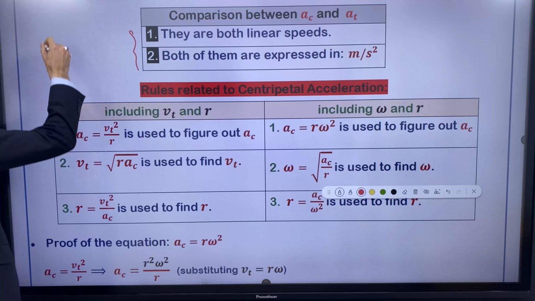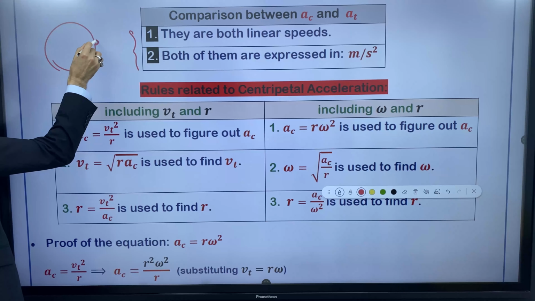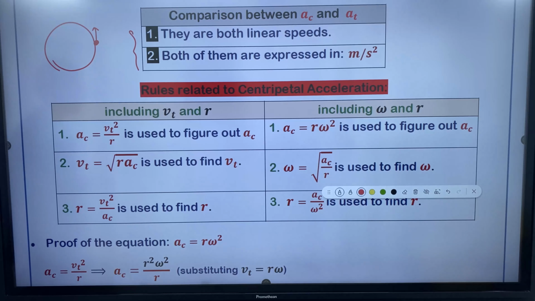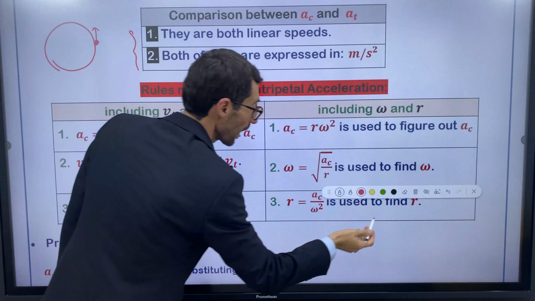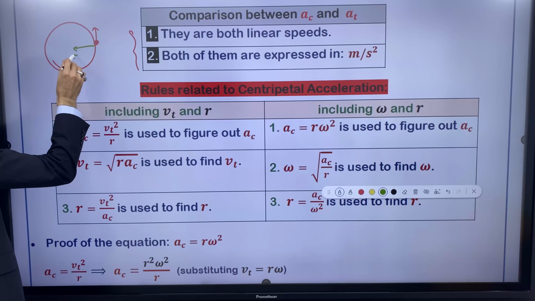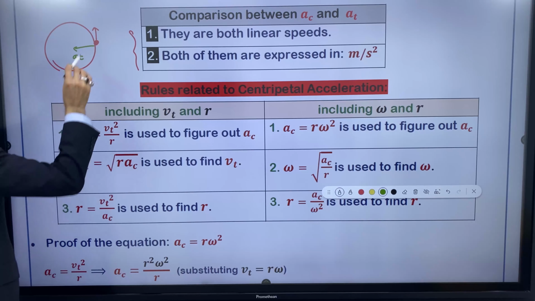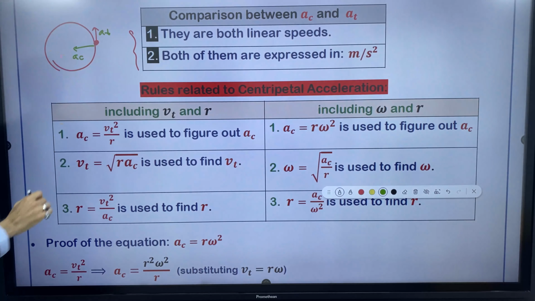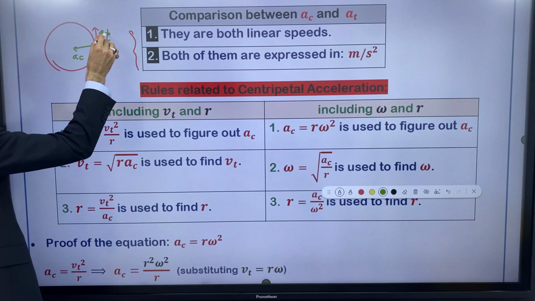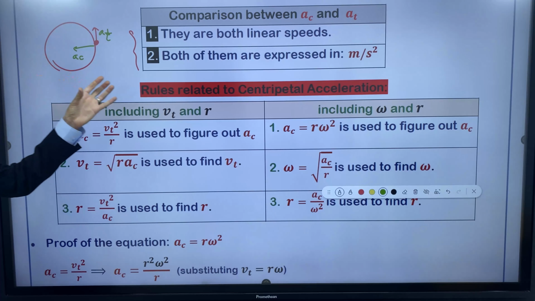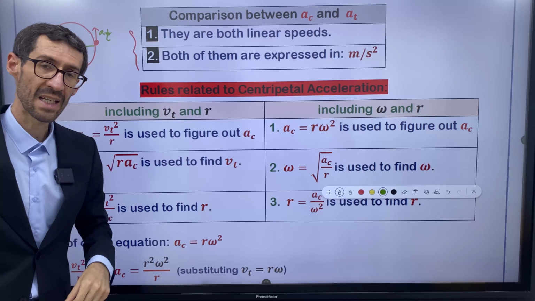I can say this is a circular track. This is an object. The object, let's say, circles the circular track. And this one is AC, points toward the center. And this acceleration is AT. Both of these accelerations, AT and AC, belong to linear accelerations. And both of them are measured in meter per second squared.